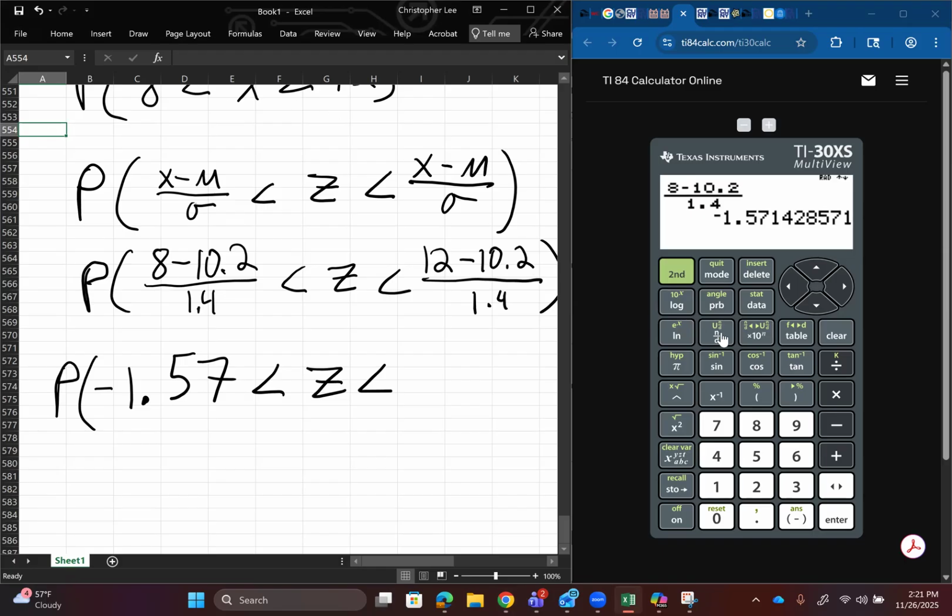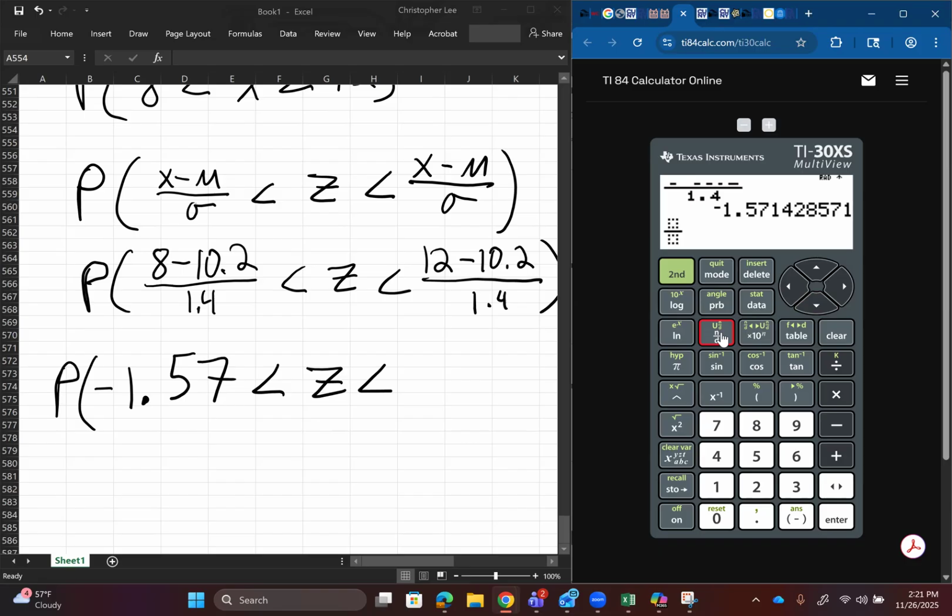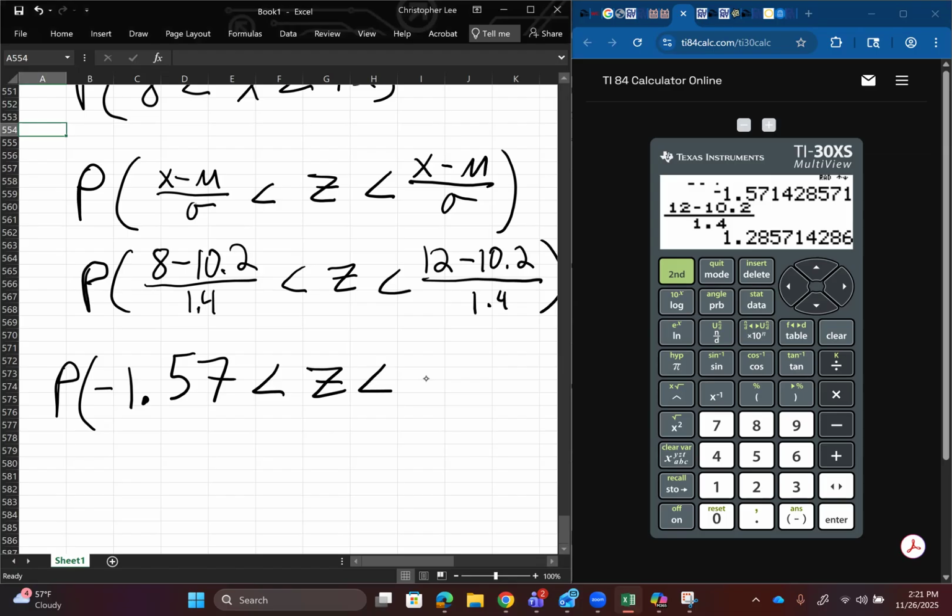So I'm going to hit the fraction button again, and I'm going to hit just right at the top. This is 12 minus 10.2. And we're just going to go down to where this says 1.4. Then you just hit enter right there, and right after that, I got my number. So this is 1.285. Because the next number is a 5, I'm going to round the 8 up to 9. Hold on 1 second. So this is going to become 1.29. All right. And that's it.